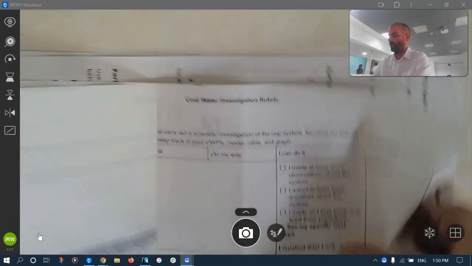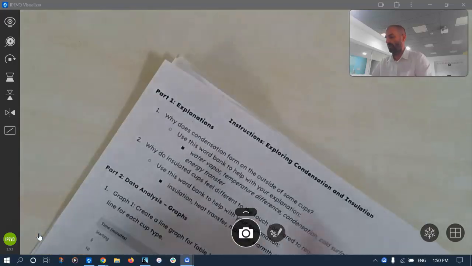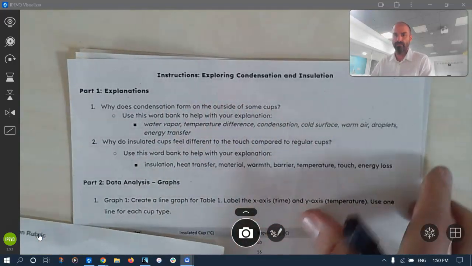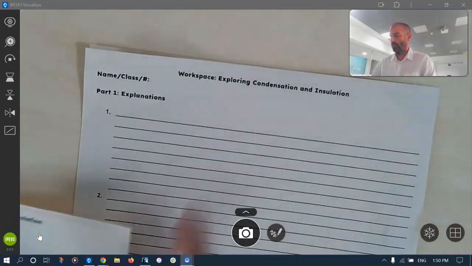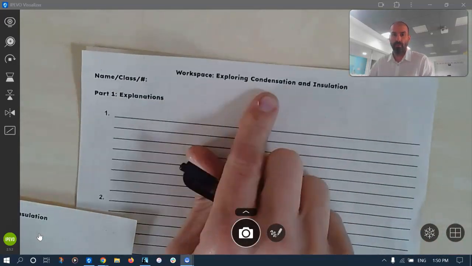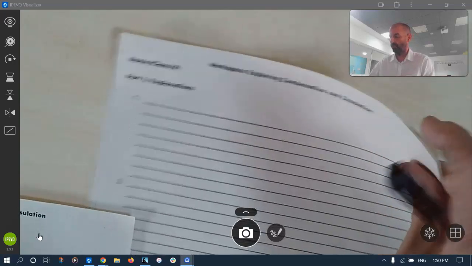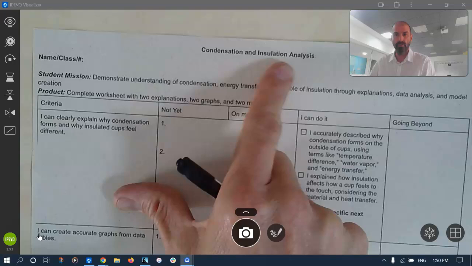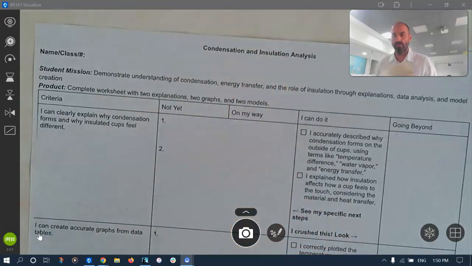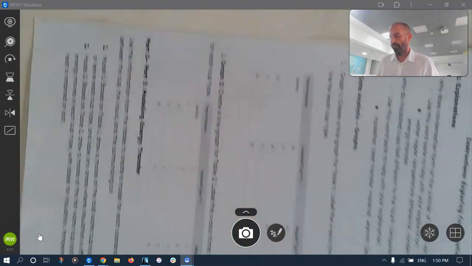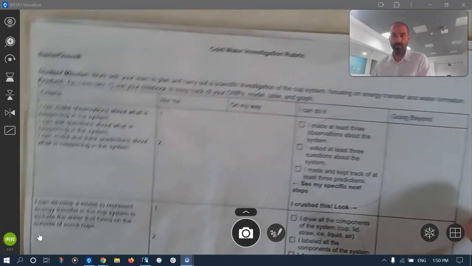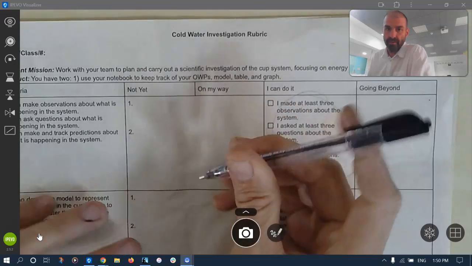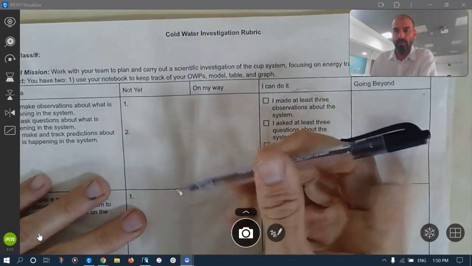You should also have your instructions, exploring condensation and insulation. You should have your workspace, exploring condensation and insulation. And you should have your rubric for condensation and insulation analysis. Okay, so those are the 3 things that are new. Again, if you do not have this, you need to go get a piece of scratch paper right now. I'm going to start talking about the cold water investigation rubric and what you're supposed to do.